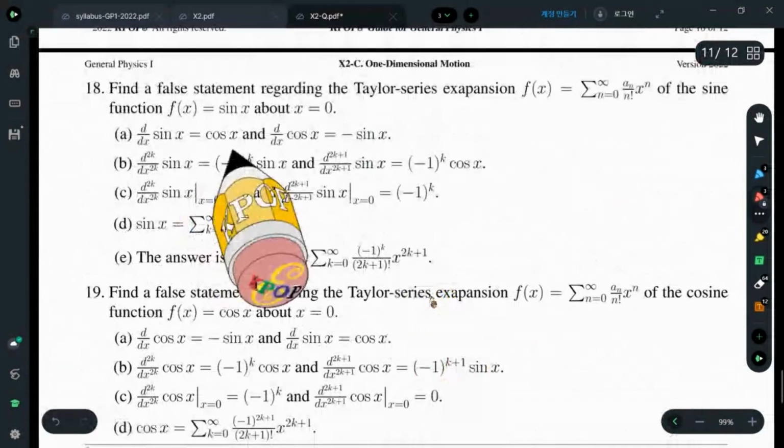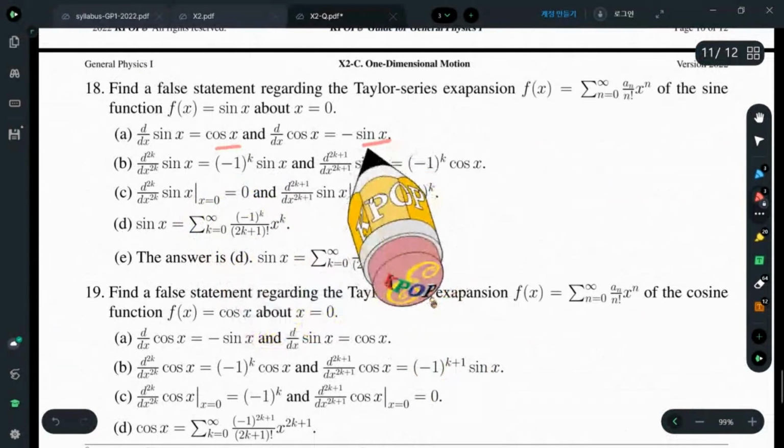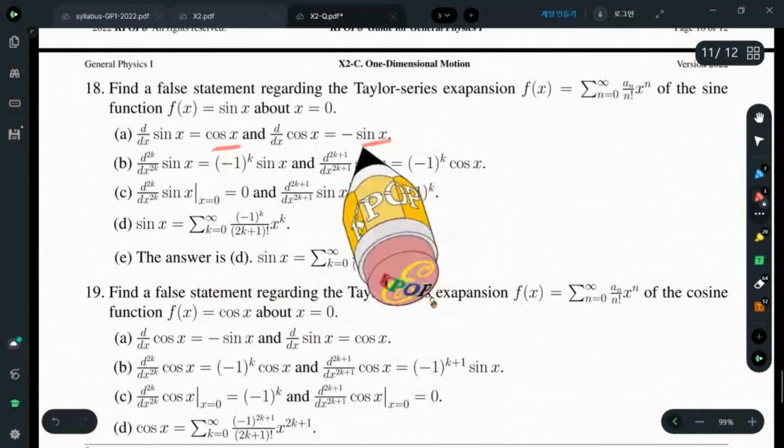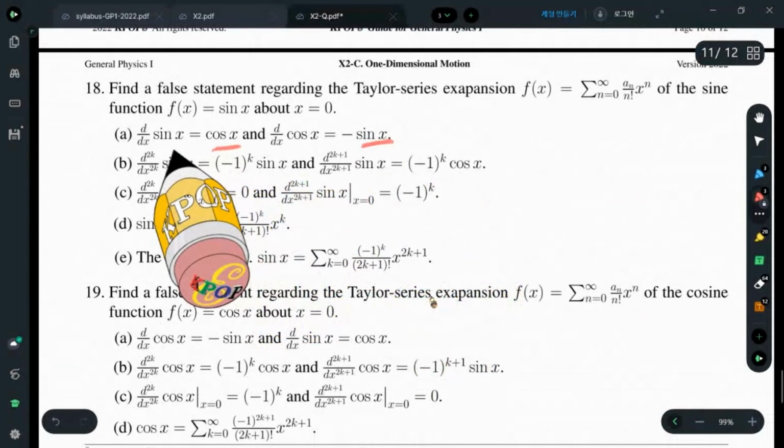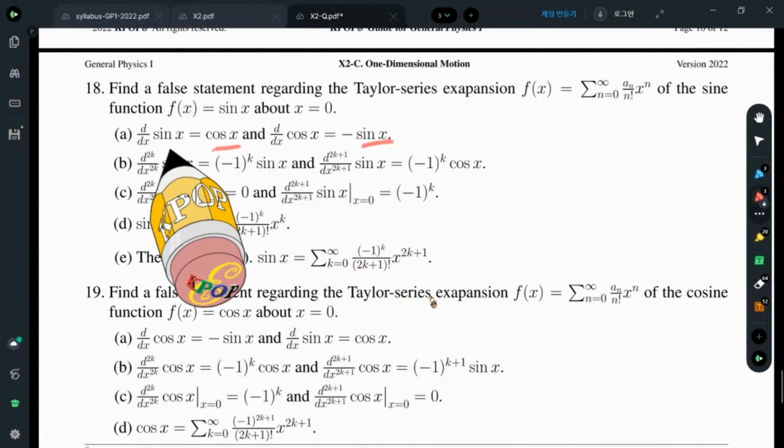Is there anyone who does not understand this? In this class, I believe everybody knows this.